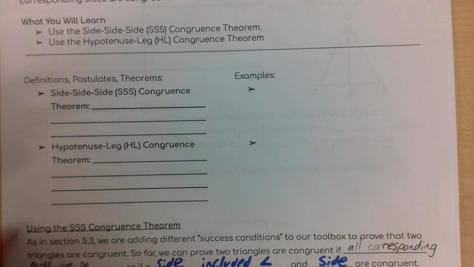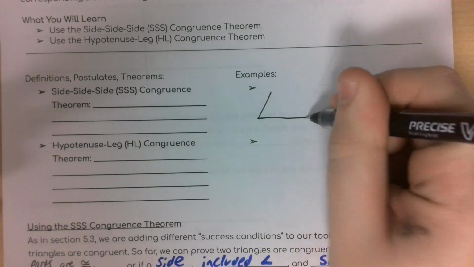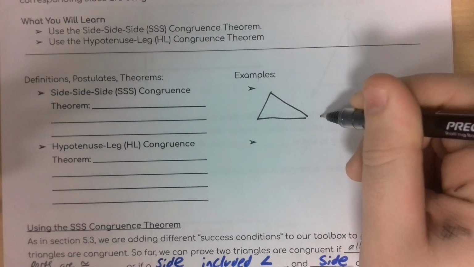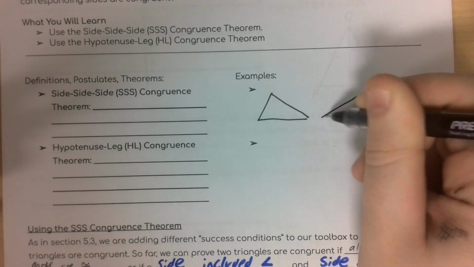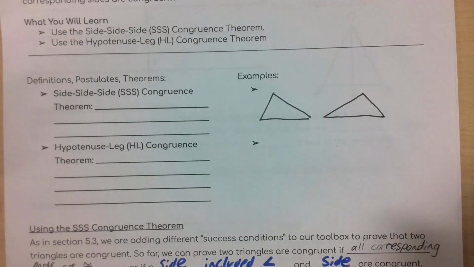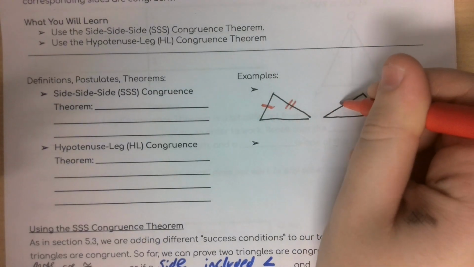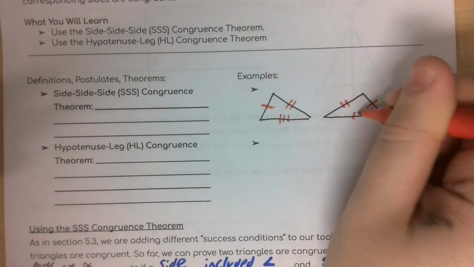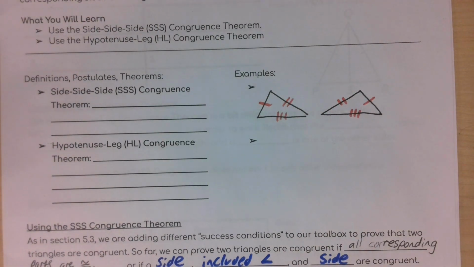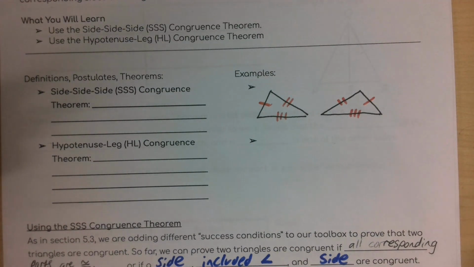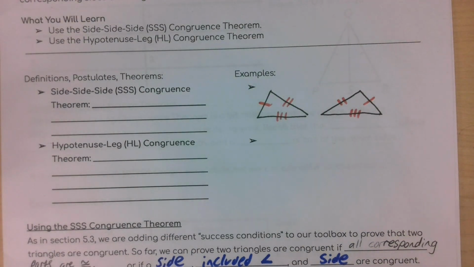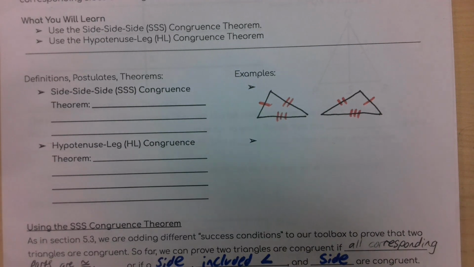So, for instance, let's say I have two triangles, both looking like acute scalene triangles, like this. And I know that each side has a congruent counterpart. If I know that all the sides of one triangle are congruent to all the sides of another triangle, it means they're going to be congruent triangles. They're basically going to be the same. That is the side-side-side congruence theorem.